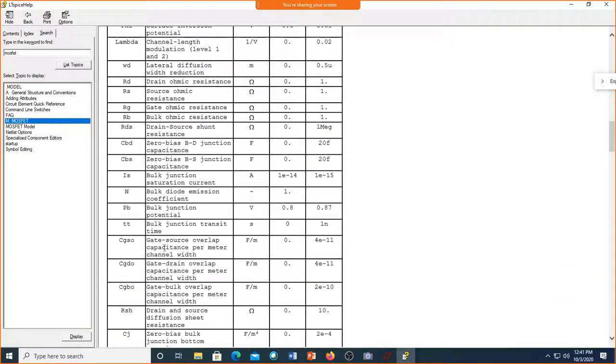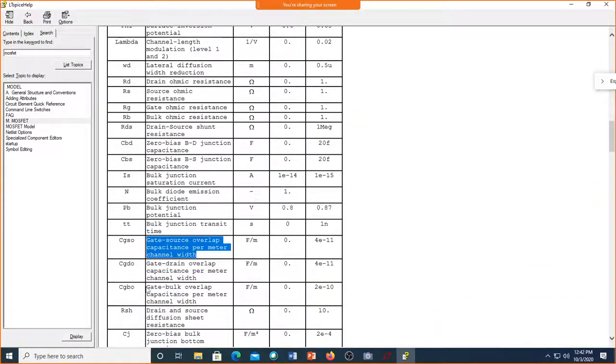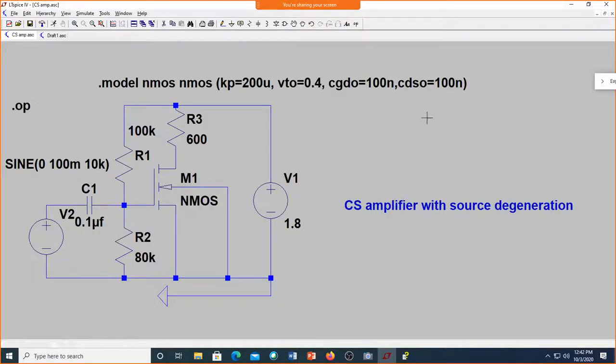Can you see here? Gate source overlap capacitance per channel width. Can you see this CGSO, CGDO? Of course, default values are 0. You can specify something like 4 into 10 power minus 10. What I made is now 100 nano, which is of this order. Correct? Now we have specified CGDO and CGSO. Let us discuss why it is capacitance per channel width in the next class. For the time being, be with me. Is this fine? The parameters?